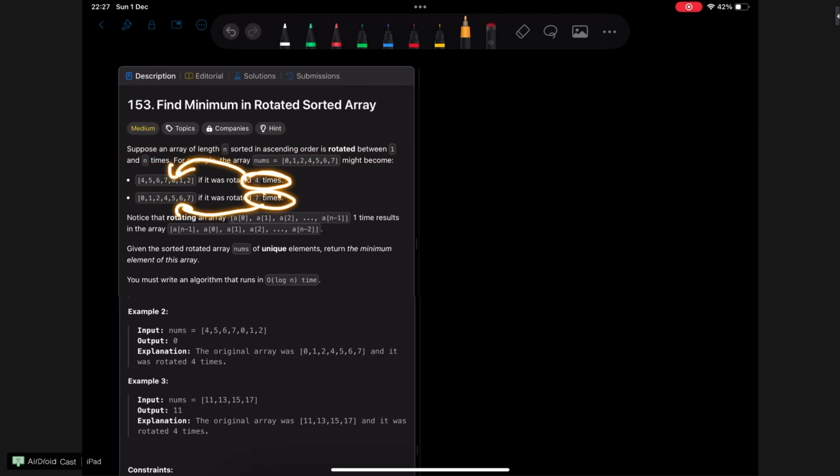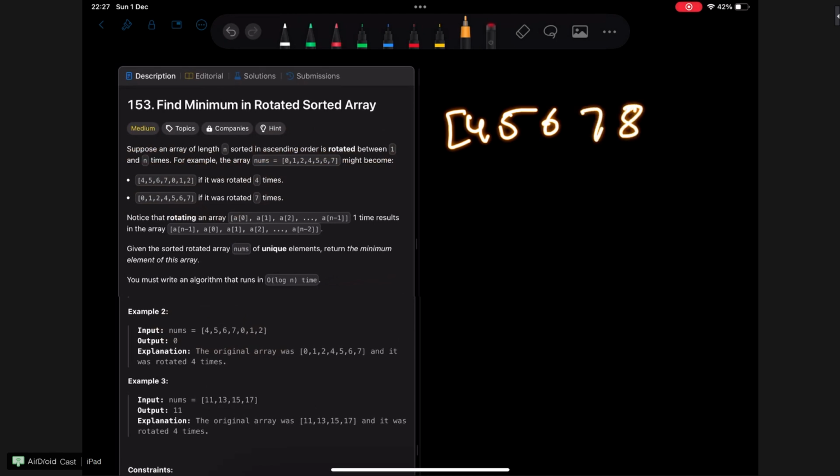So the original array. Basically what we want to find is, given this array, we want to find the least element. The array might be rotated, so 4, 5, 6, 7, 8, then 1, 2, 3. Then we want to find the lowest element in that array, so in this case it is 1. 0 is the lowest in this example, so we are returning that. In this example it is 11, so we are returning that.